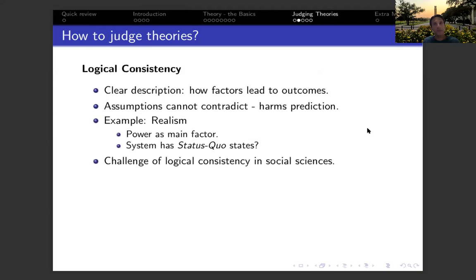The example is going to be a theory we're going to talk about next week, one of the fundamental theories of IR, which is what's called realism, developed in the late 1940s. One of the central assumptions of realism is the focus on power. States are pursuing to expand their own power in order to survive, and that explains their behavior toward each other. At the same time, the theory of realism has an internal contradiction.